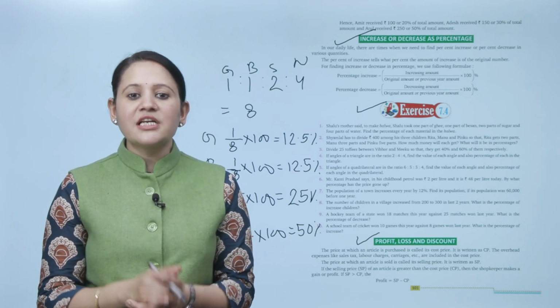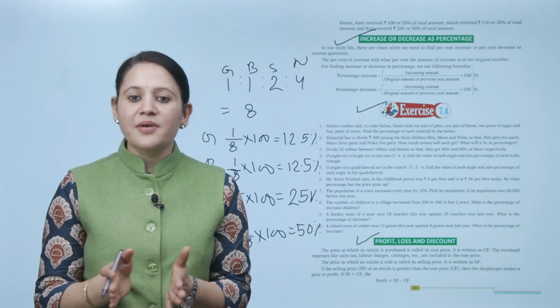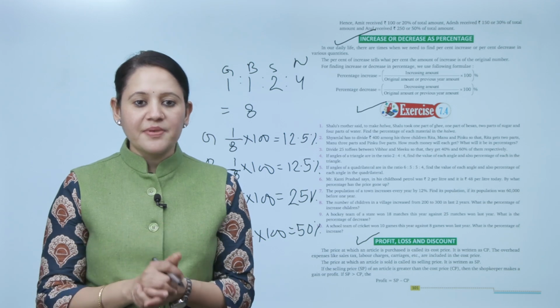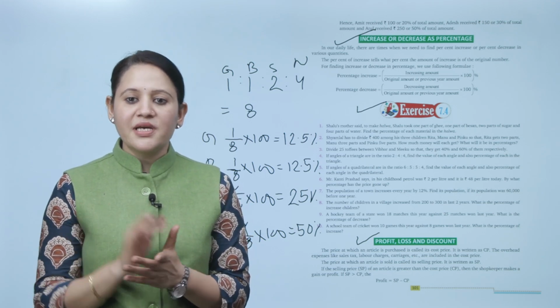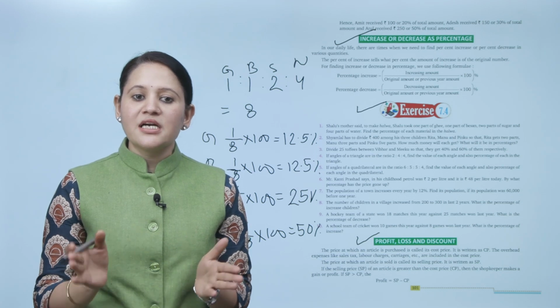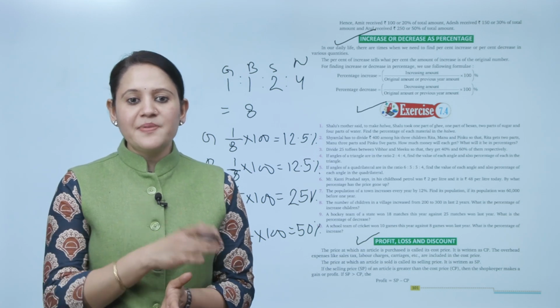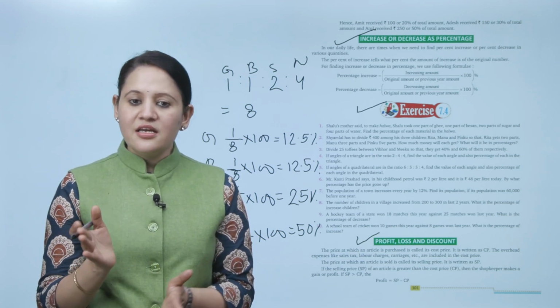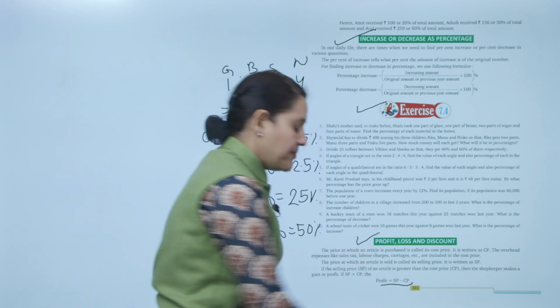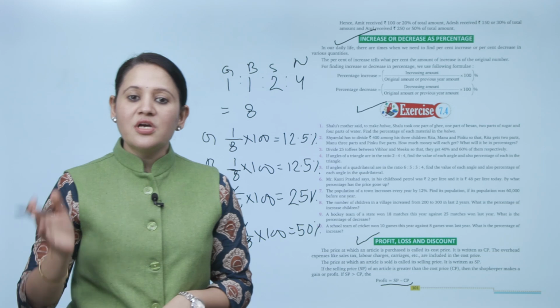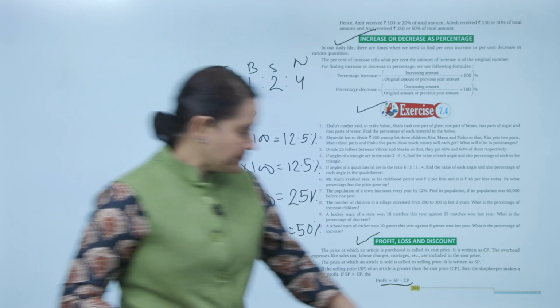The price at which an article is sold is called the selling price. It is written as SP. If the selling price of an article is greater than that of cost price, then the shopkeeper makes a gain or profit. If SP is greater than CP, then profit. Profit equals to क्या हो जाएगा? SP minus CP. Means selling price में से cost price को subtract करेंगे, we'll get the profit.